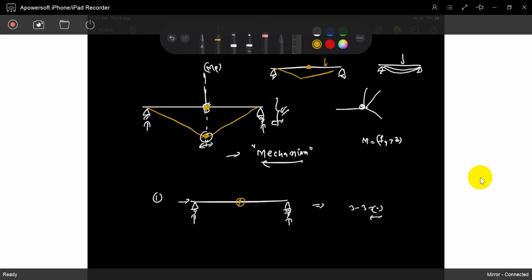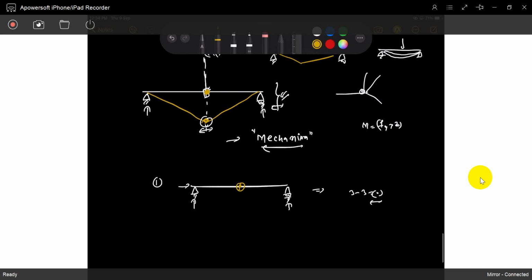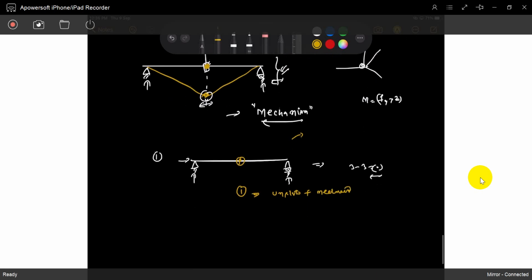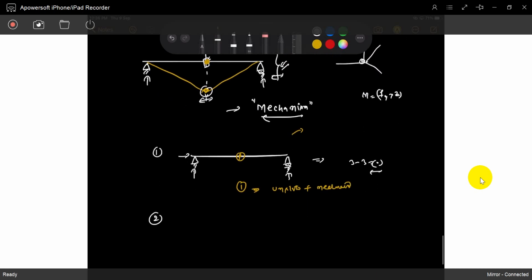We discussed this in the first class of structure analysis. So for this structure, you require one internal hinge, and it's going to be unstable, or it reaches a mechanism. That's it, na? It requires one. It reaches the unstable state, and it's called a mechanism.